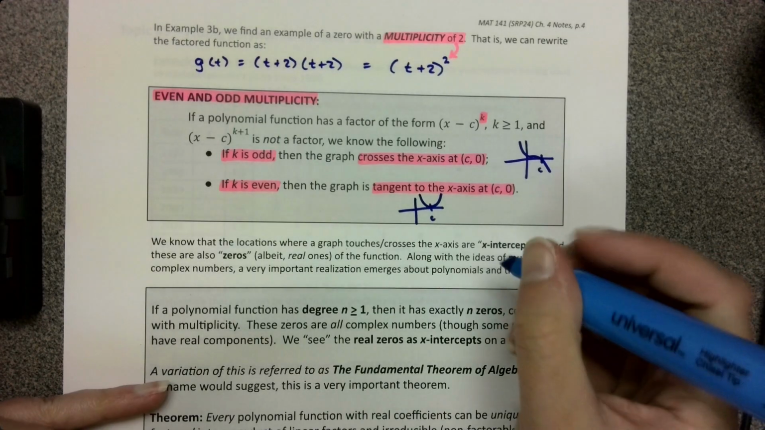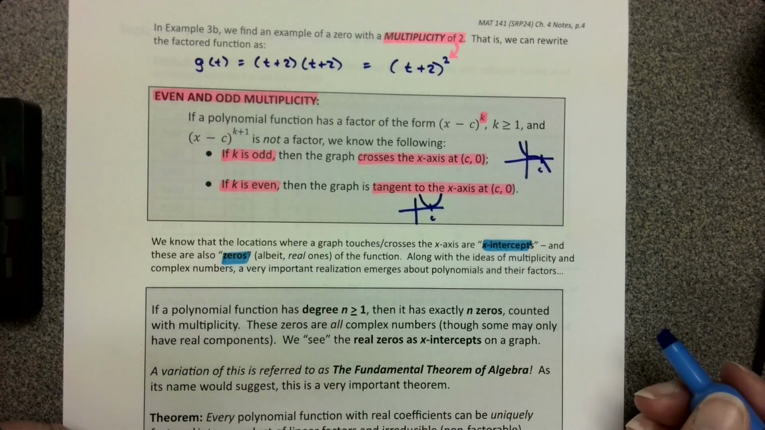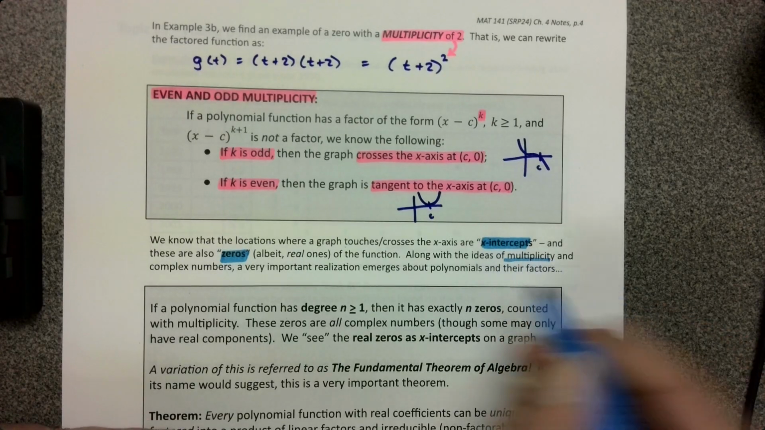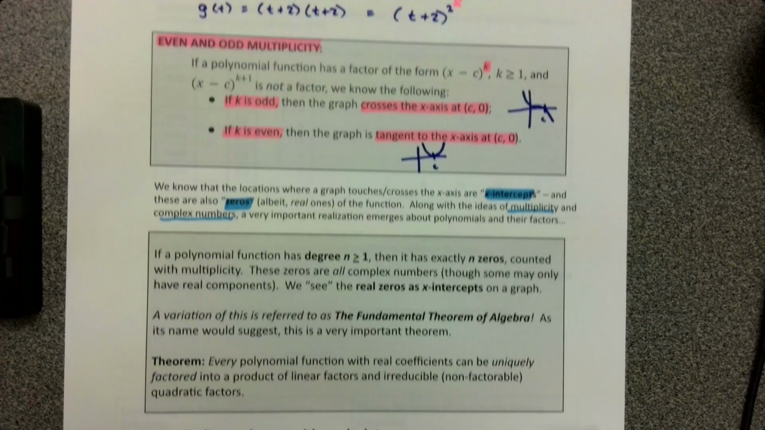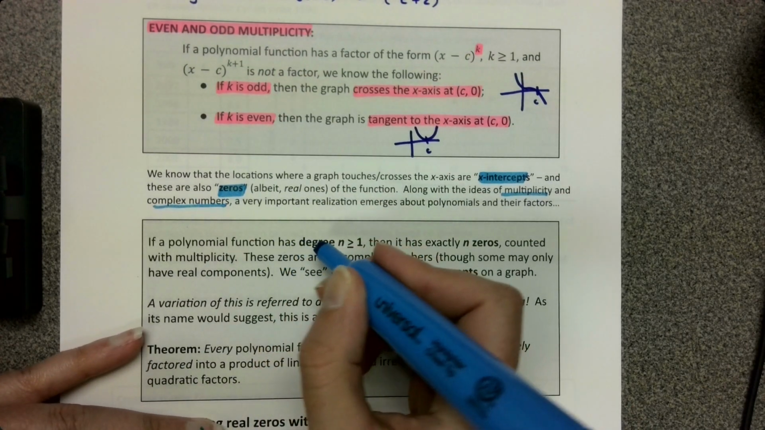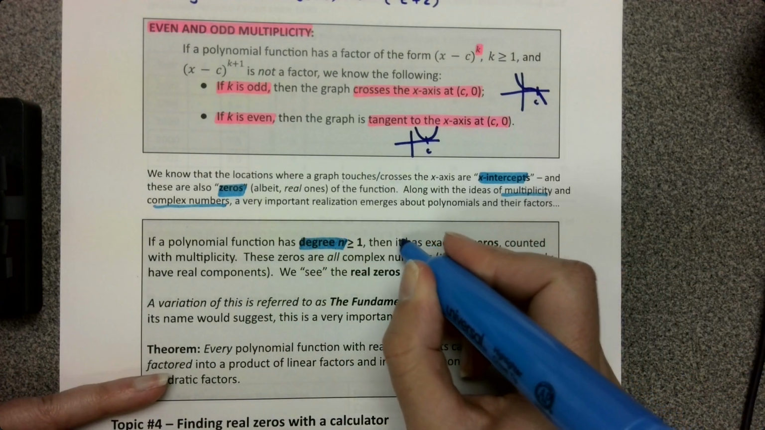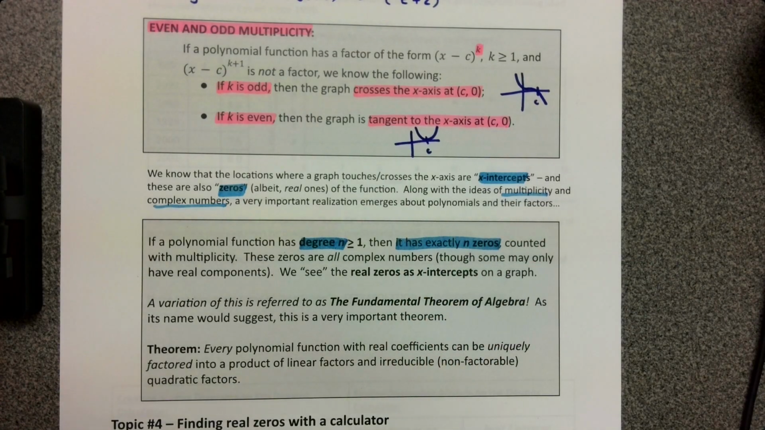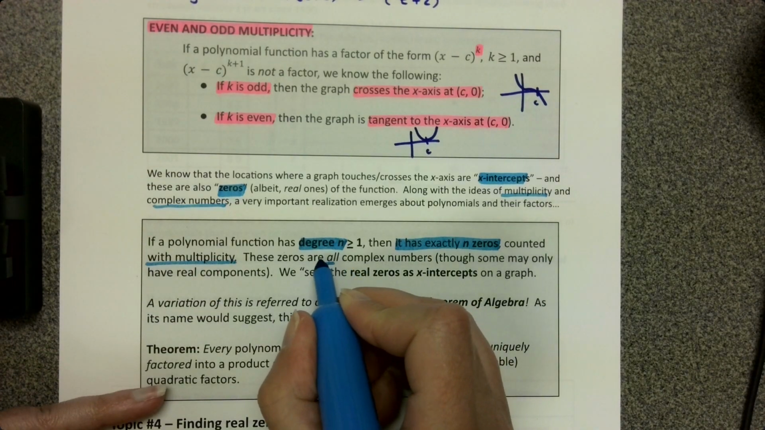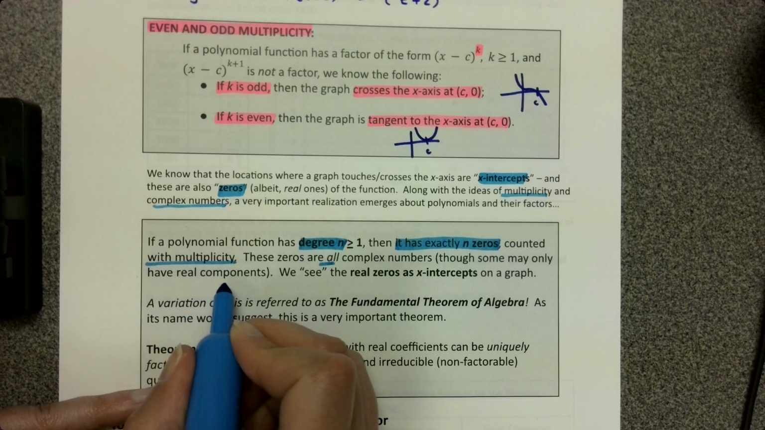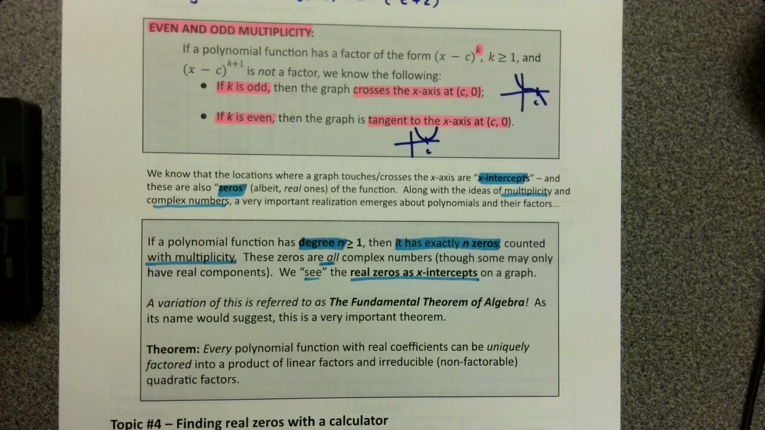And these are also the zeros, like just the real ones, of the function, along with the ideas of multiplicity and complex numbers. An important realization emerges about polynomials and their factors. If a polynomial function has degree n, which is larger than 1, then it has exactly n zeros, as long as we're counting with multiplicity. These zeros are all complex numbers, although some may be only real, and we see the real zeros as the x-intercepts on a graph.